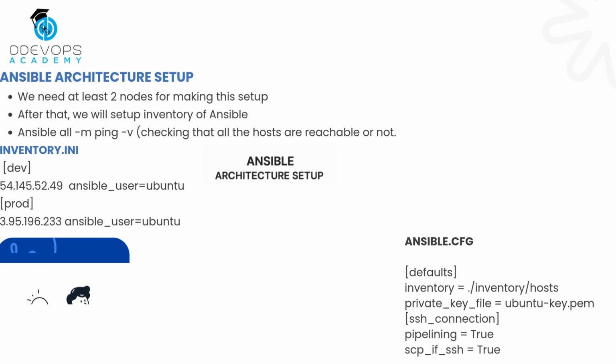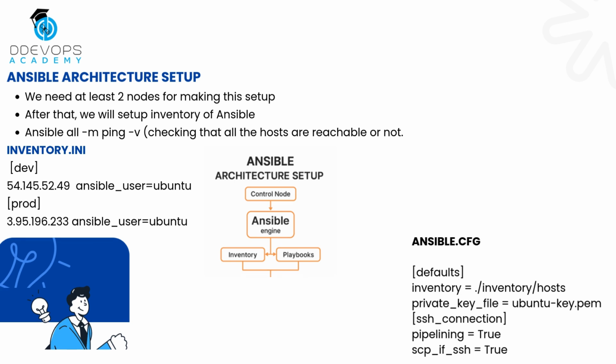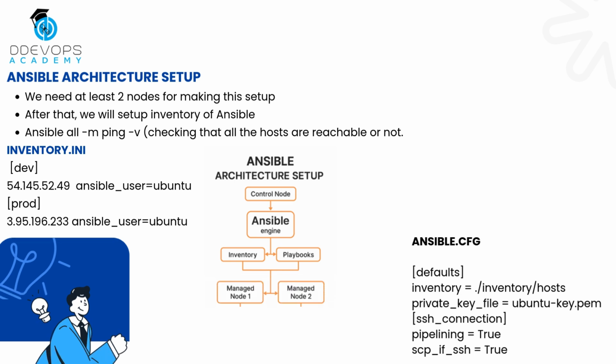To configure Ansible architecture, you need at least 2 nodes, a control node and 1 or more managed nodes. Start by defining your inventory file with host IPs and users. Then use the ansible all -m ping -v command to verify connectivity. The ansible.cfg file sets your inventory path and SSH settings. This setup allows Ansible to push playbooks and manage infrastructure efficiently across environments.